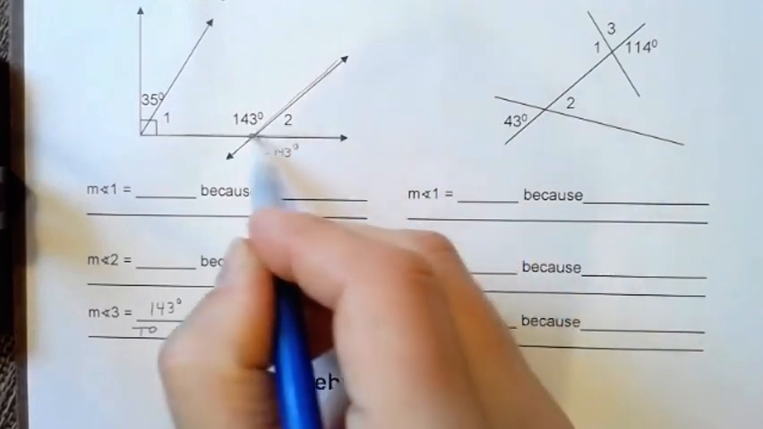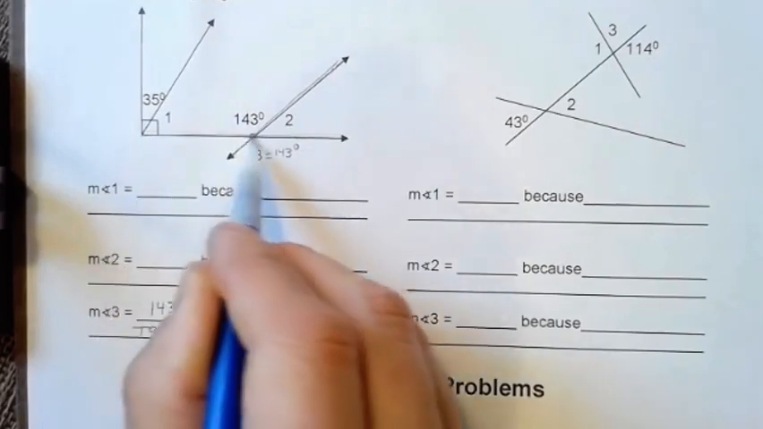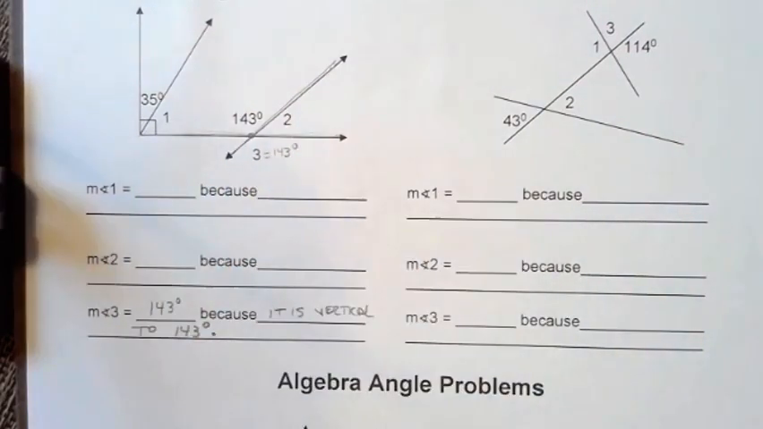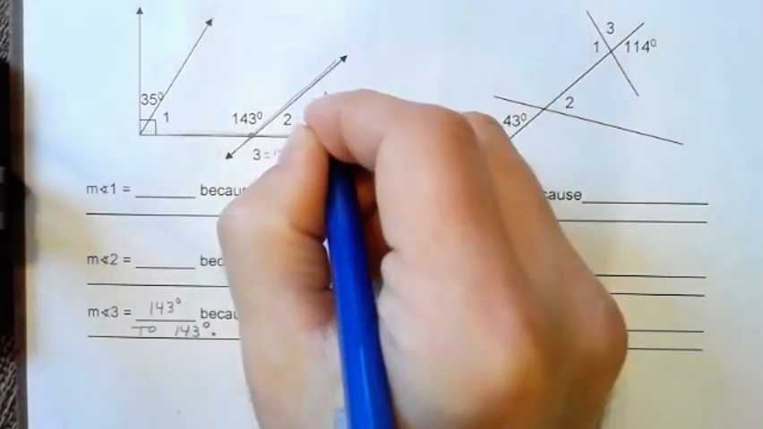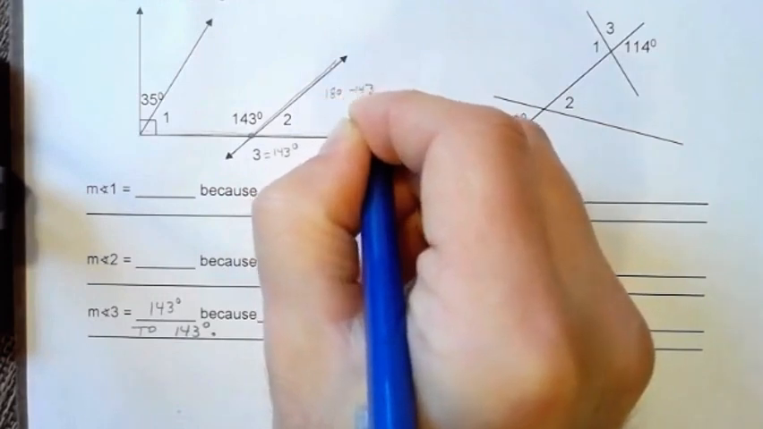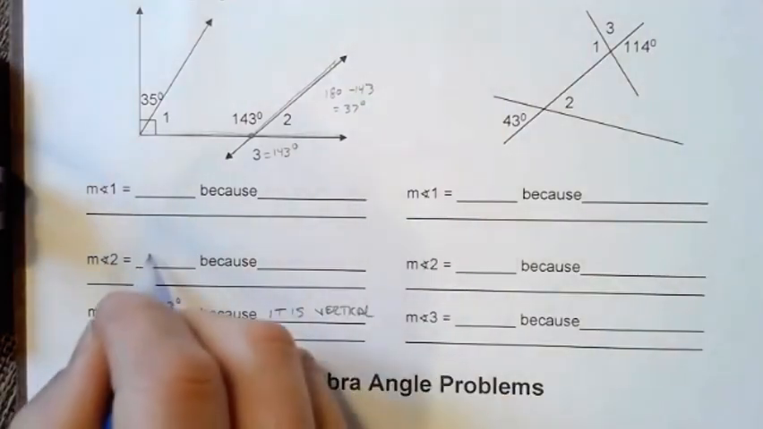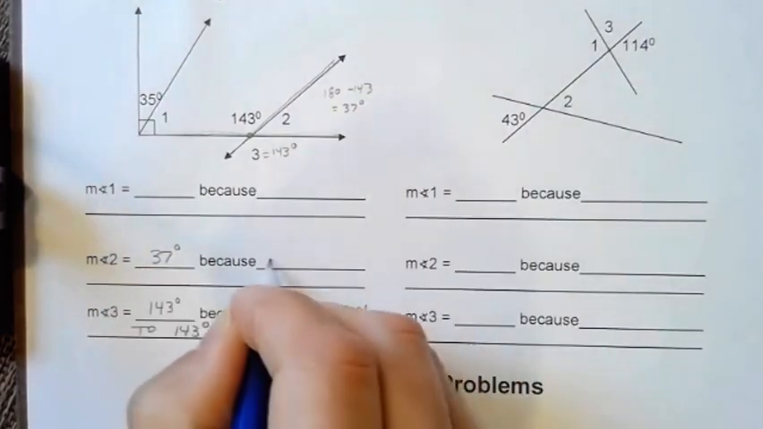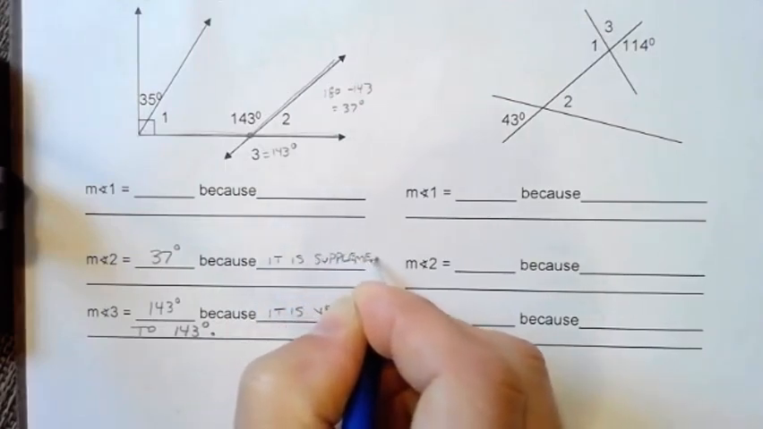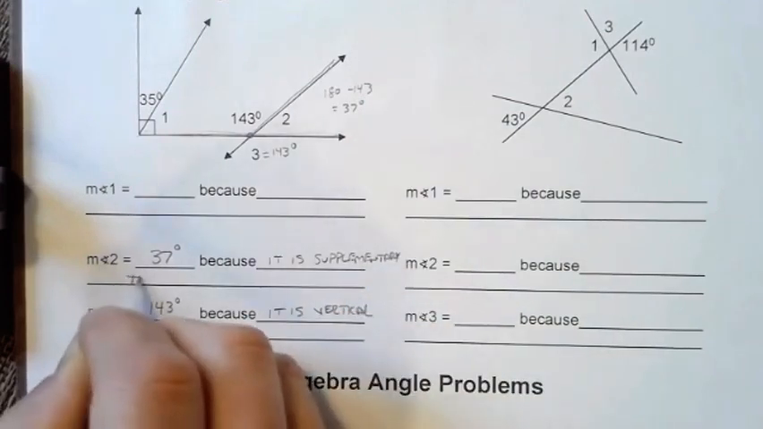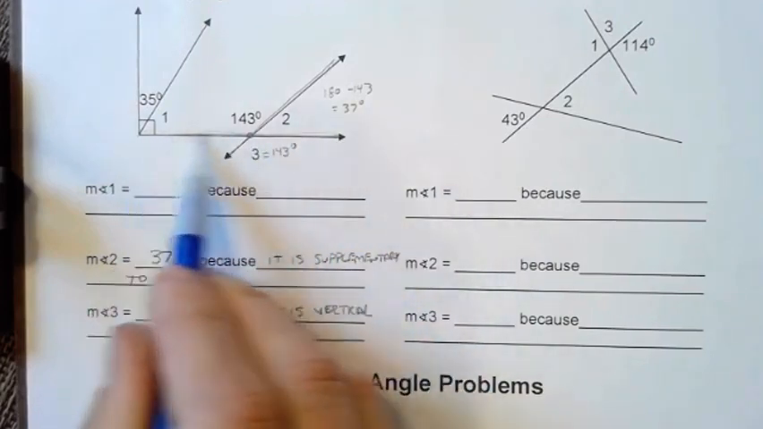Angle 2 is right here, and if I put it together with the 143 degree angle here, notice that they form this straight angle here, meaning that they're supplementary. So to get the measure of angle 2, I'm going to have to do 180 minus 143. And when I do that, I get 37 degrees. So the measure of angle 2 has to be 37 degrees because it is supplementary to 143 degrees. Together, they form this straight angle.